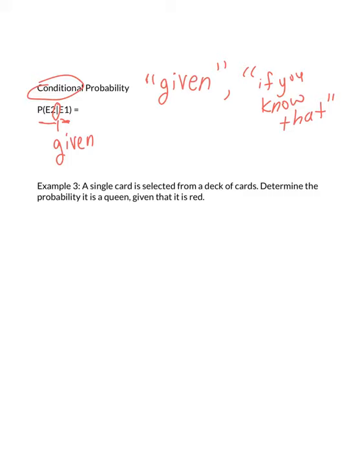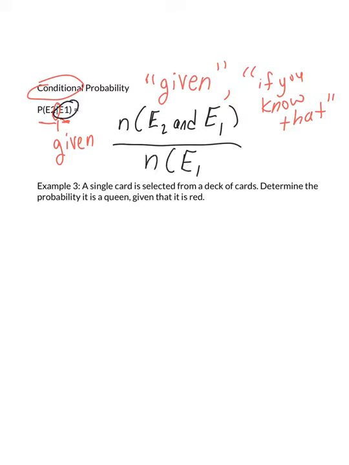First, you're going to take the number in the intersection of event 2 and event 1. So little n, a lowercase n, the number in event 2 and event 1, and you're going to divide that by what you know is going to happen, what you're given. So that's the number in event 1. This is the textbook official formula for conditional probability, the number in the overlap divided by the number in what you're given. However, you really don't have to memorize this formula if you understand what conditional probability means.